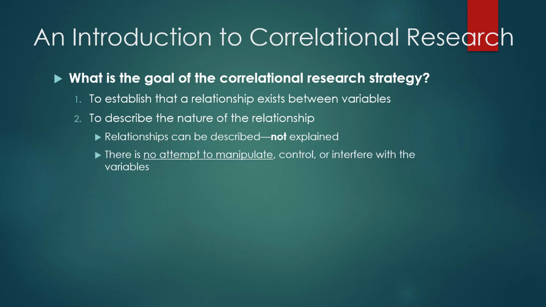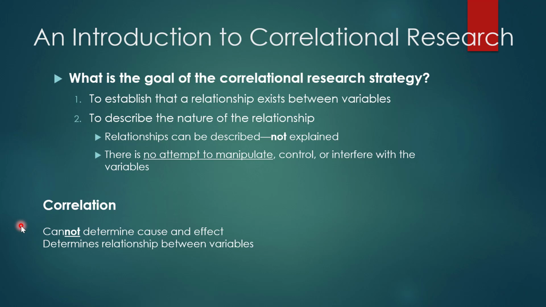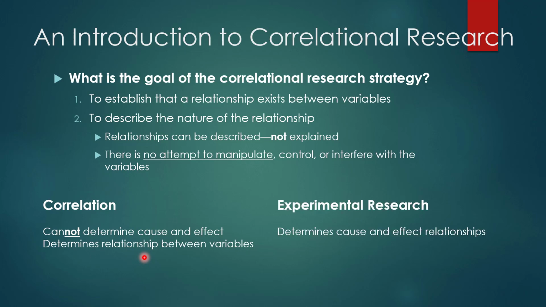In a correlation, there's no attempt to manipulate the variables. There's no attempt to control the variables or interfere with the variables. So in a correlation, we cannot determine a cause and effect relationship. It only determines the relationship or the association between variables. If we want to determine cause and effect, we do experimental research. Experimental research determines cause and effect relationships because you're manipulating variables, you're controlling variables.